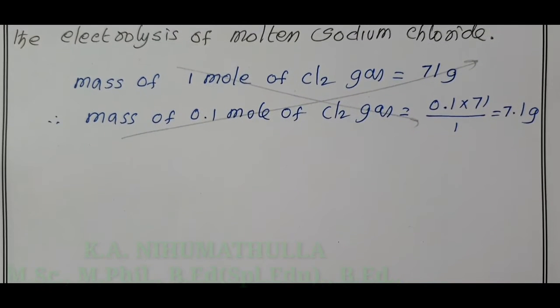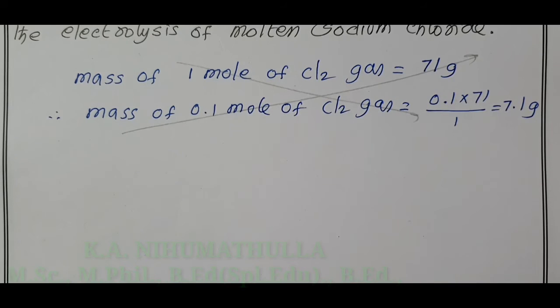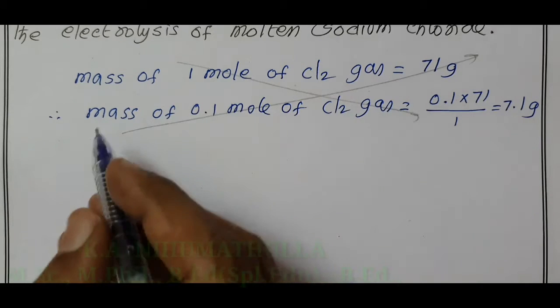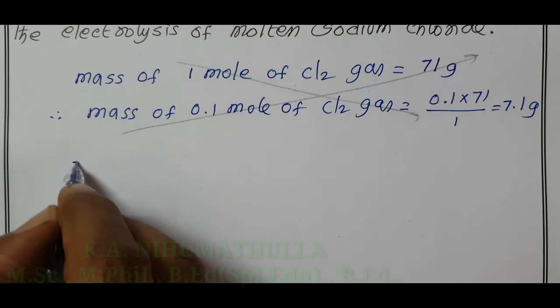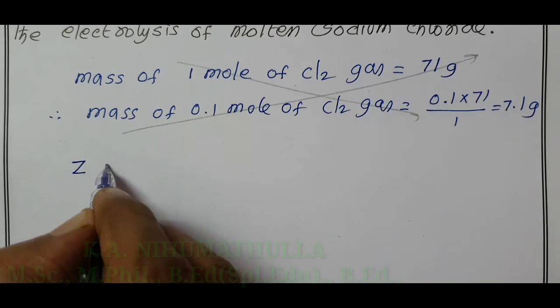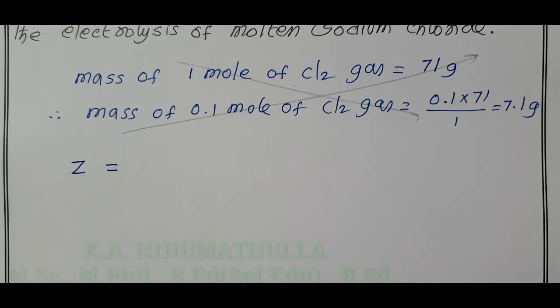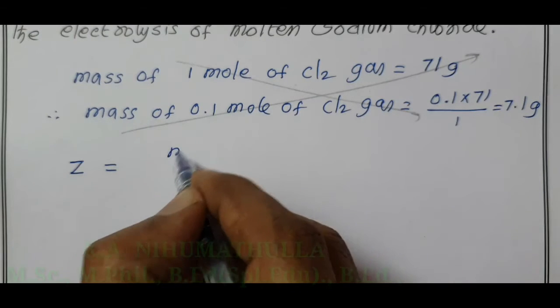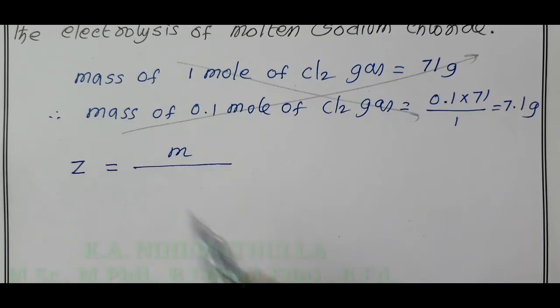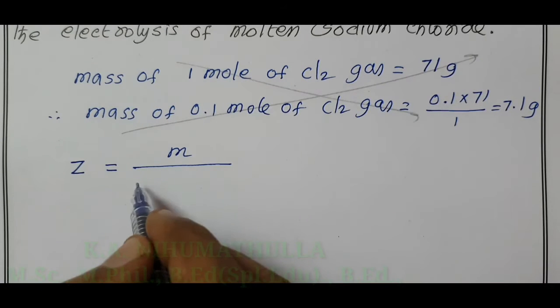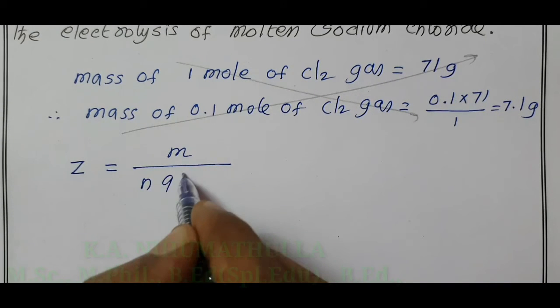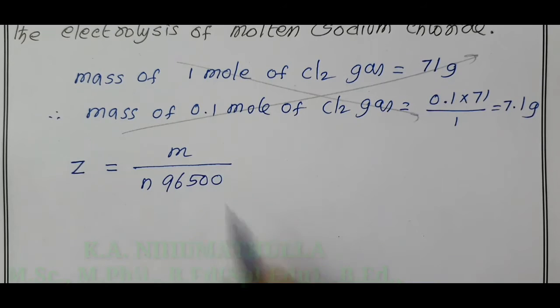And also before entering into the problem solving, we have to calculate the electrochemical equivalent Z. What is the formula? Equivalent mass, or atomic mass, divided by n into 96,500 coulomb.